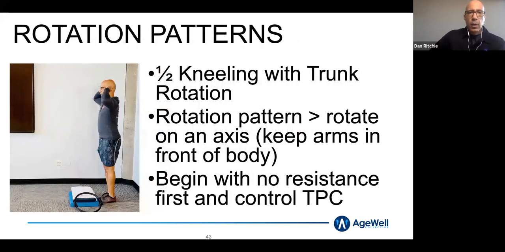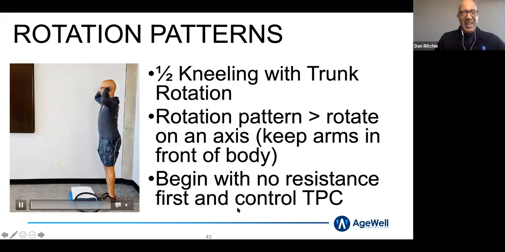Now, there is a point in time where you can train optimal rotation. When your client has succeeded in those previous patterns, you can train pure axial rotation. So this is the half kneeling position with trunk rotation. You rotate again on that vertical axis. The arms will be maintained in front of the body. You're going to begin with no resistance and then you can add in band resistance, but we love the Pilates ring or something like that. We'll often use a roller in front of the body.